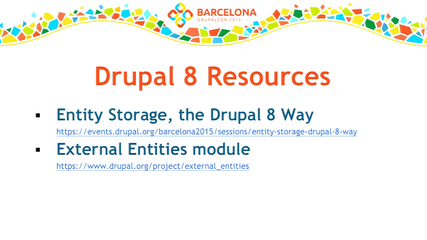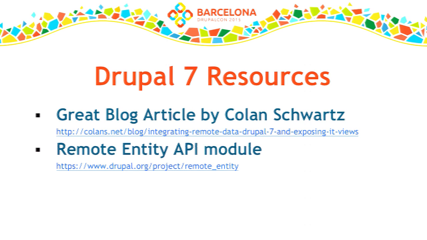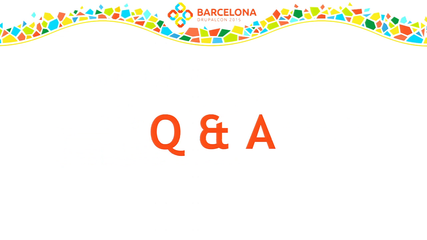As far as Drupal 7 resources, there's an amazing blog article by, I think it's Colin Schwartz. If he's here, hello. Probably not. But anyway, this is the way I got started in figuring this out. And then also you can check out the remote entity API module. We actually have an issue in the issue queue. I reached out to the maintainer where someone was like, hey, do we really have to save stuff locally? And he said, well, yeah, but if you want to submit a controller, let me know. And so I pinged him so we could maybe figure out something for that. And there we have it.